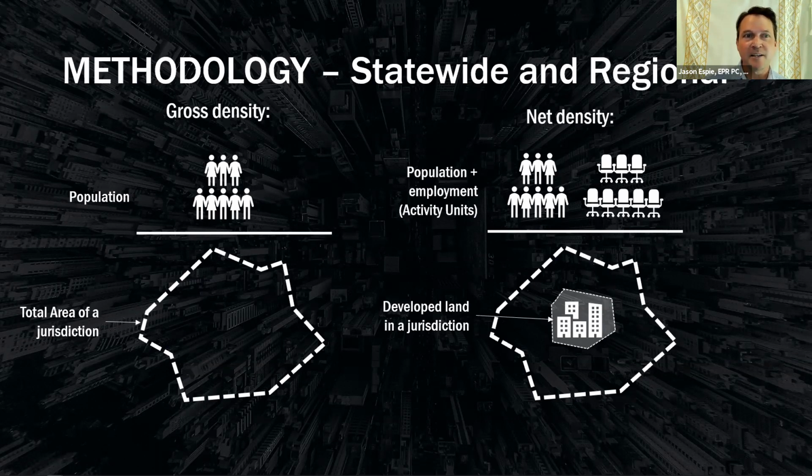The goal here, again, is to look at net density, not gross density. In other words, the people and jobs over net developed land, land that has some kind of activity on it, some built environment. For example, if you use the total gross acreage of a jurisdiction for density, it sort of distorts the picture of what's actually happening on the ground.